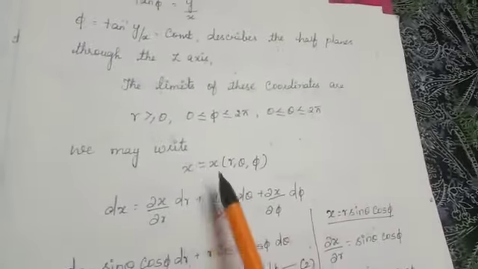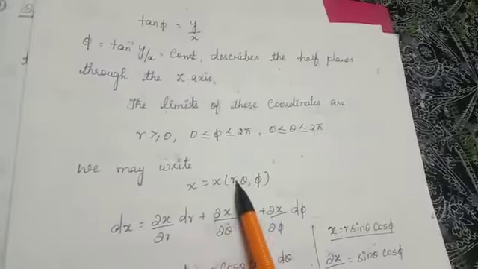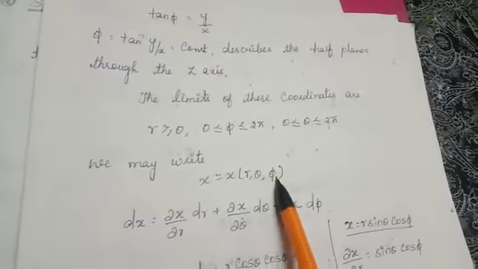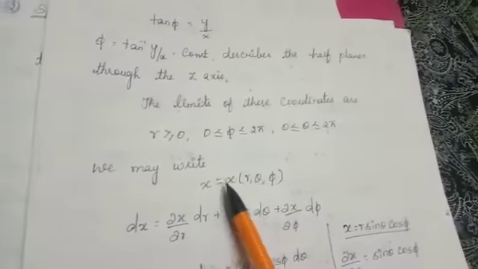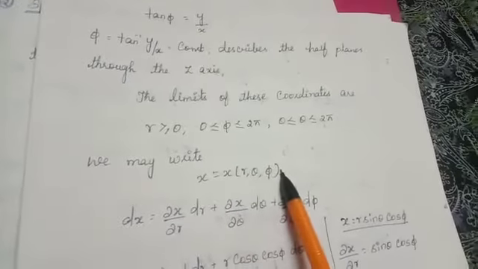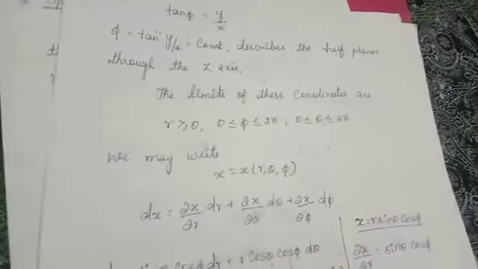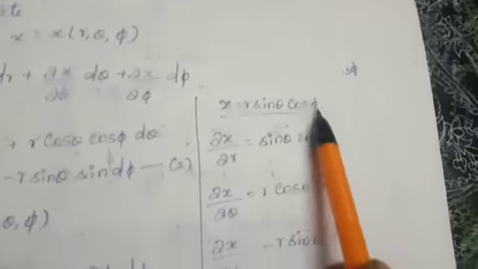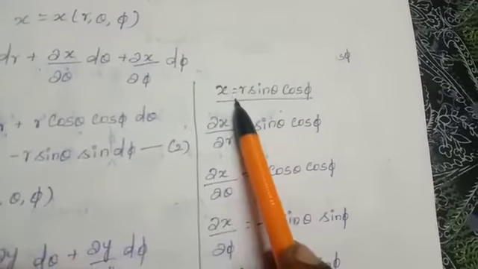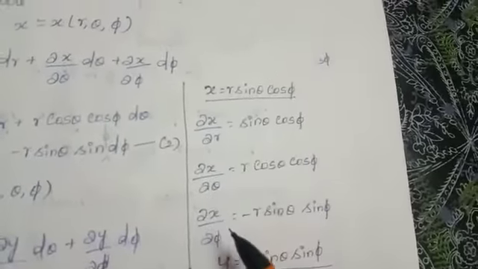So we can write x is equal to x of r comma theta comma pi. So it is the relationship between the Cartesian and spherical polar coordinates. We all know well that x is equal to r sin theta into cos pi. So we have to differentiate with respect to r, theta and pi.